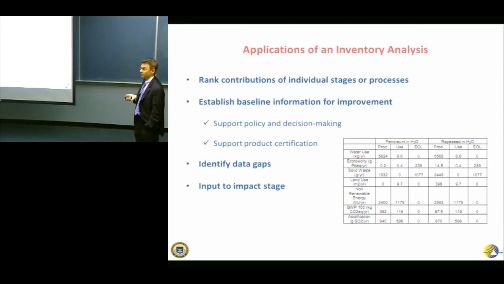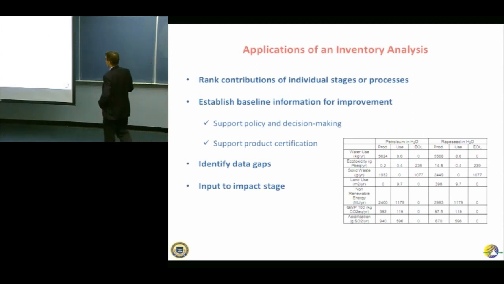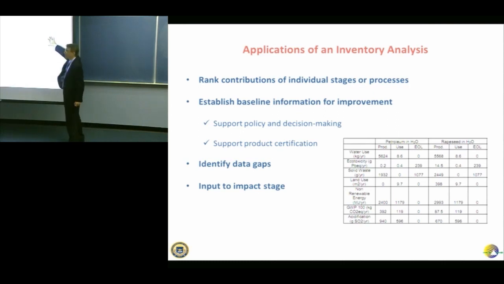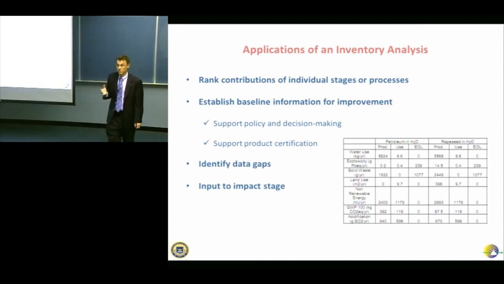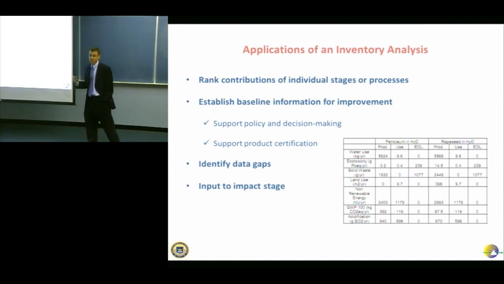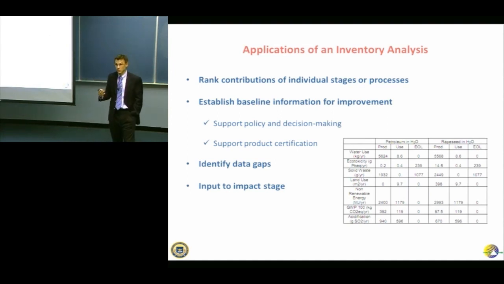You can also use it as a baseline for improvement. Perhaps I've proposed a rapeseed oil-based cutting fluid, the vegetable-based cutting fluid, as an improvement to petroleum, and now I can compare them. Or maybe I have a completely different type of cutting fluid I want to compare to these. So it's a baseline for improvement, and that can, of course, support government policy and industrial decision making. It can also be a basis on which products are certified. So product labeling. Life cycle inventory is commonly used for that.